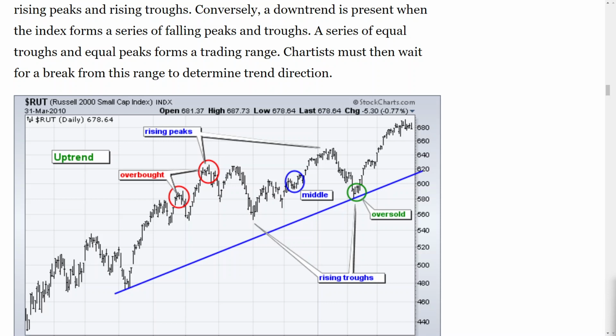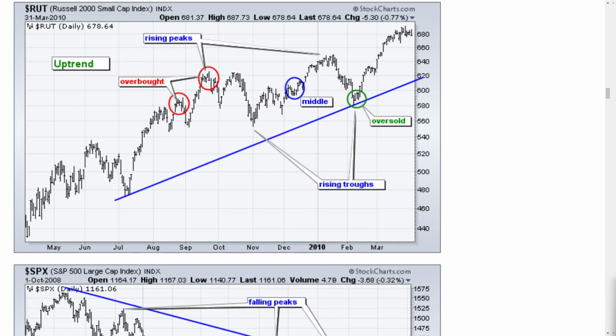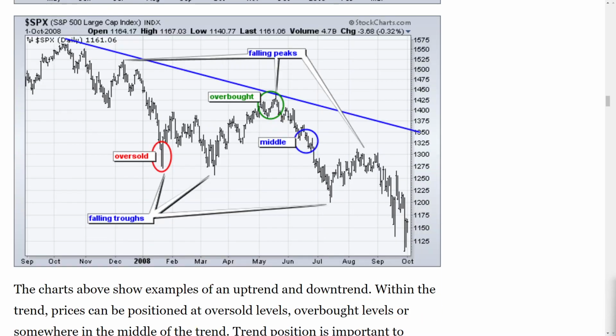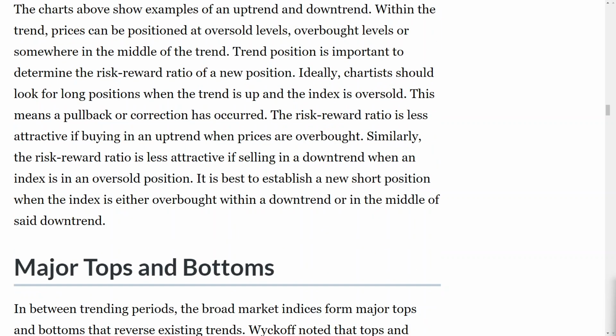The charts above show examples of an uptrend and downtrend. Within the trend, prices can be positioned at oversold levels, overbought levels, or somewhere in the middle of the trend. Trend position is important to determine the risk-reward ratio of a new position. Ideally, chartists should look for long positions when the trend is up and the index is oversold. This means a pullback or correction has occurred.